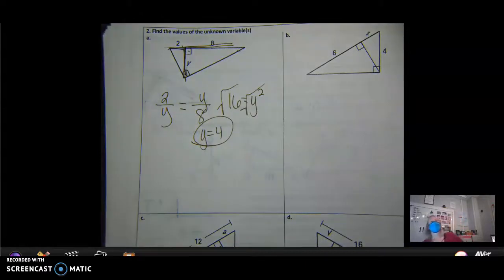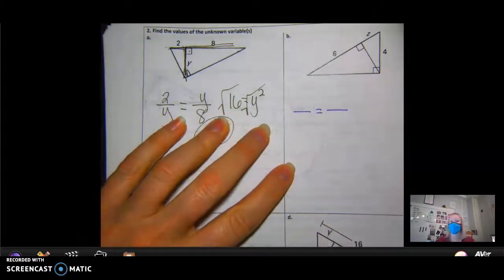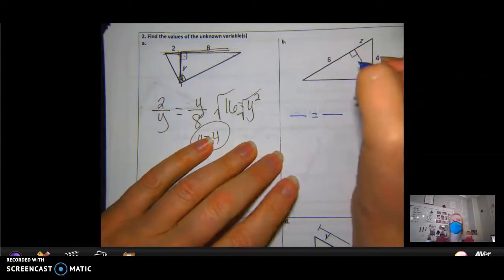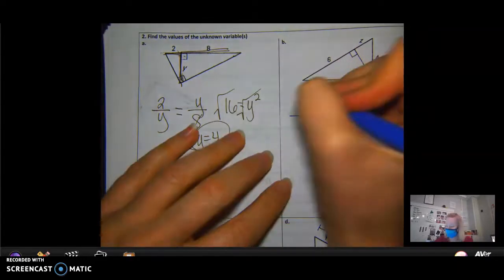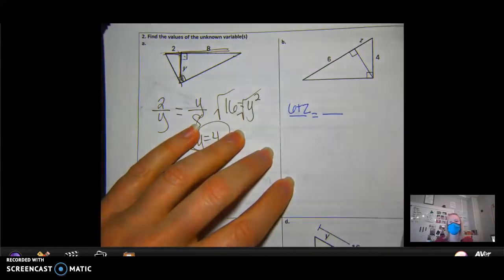Okay, B. T or check, do you think? Check. Okay, be careful on this one. Something over something equals something over something. Who knows what the first something would be? We want to make a check mark. Close. Not 6z, but 6 plus z, because that distance is not 6 times z, but it's 6 plus z.